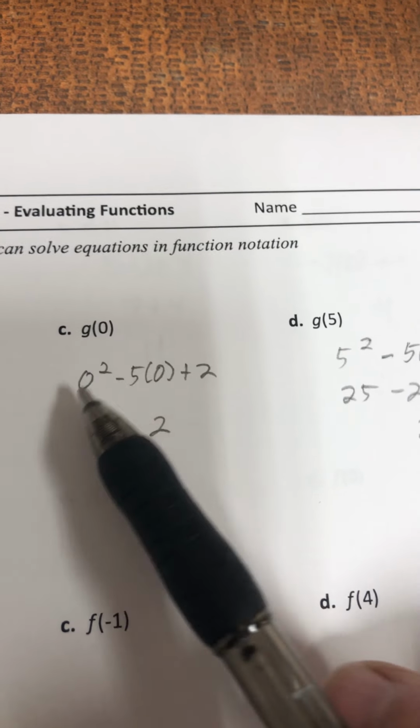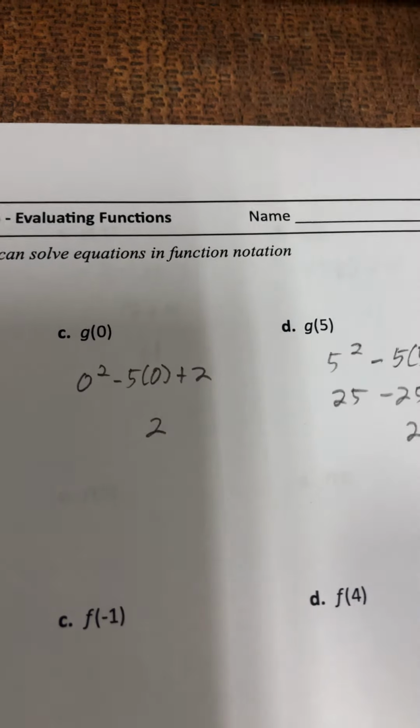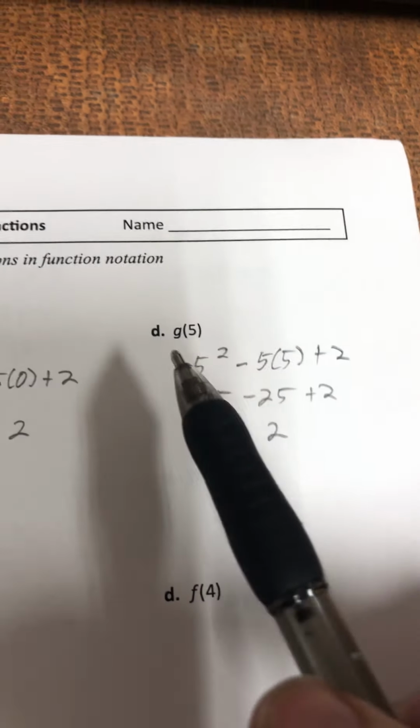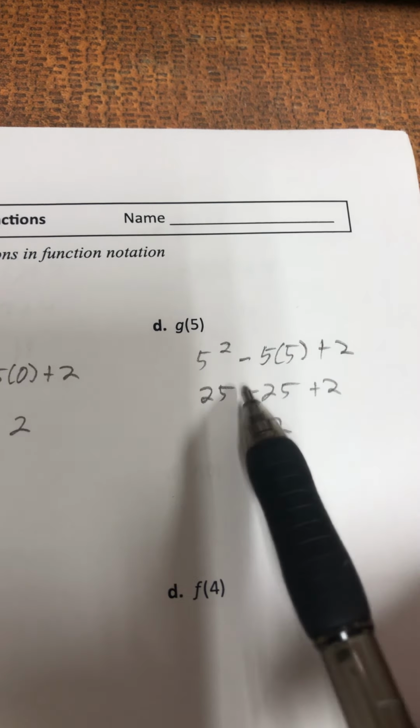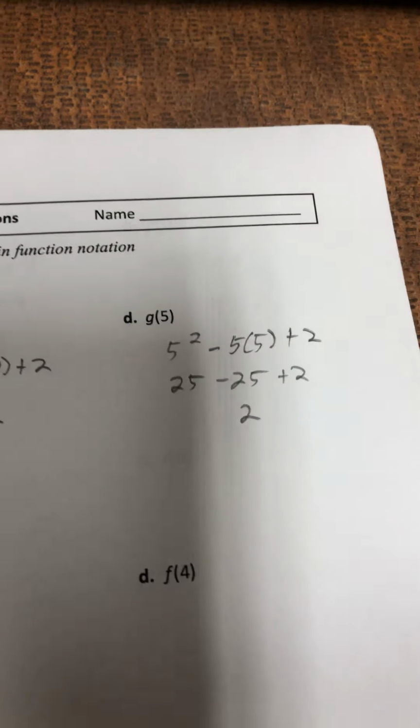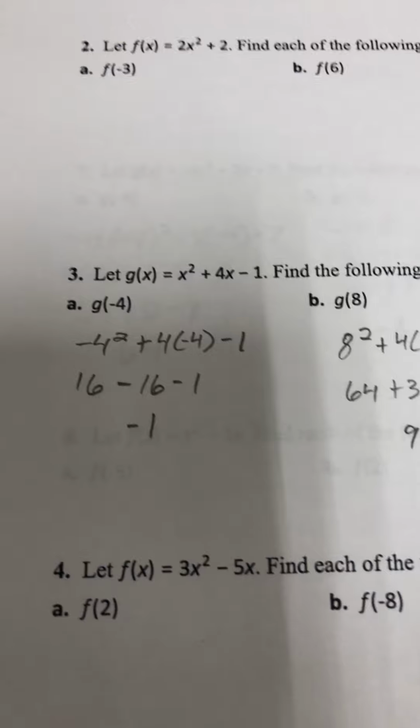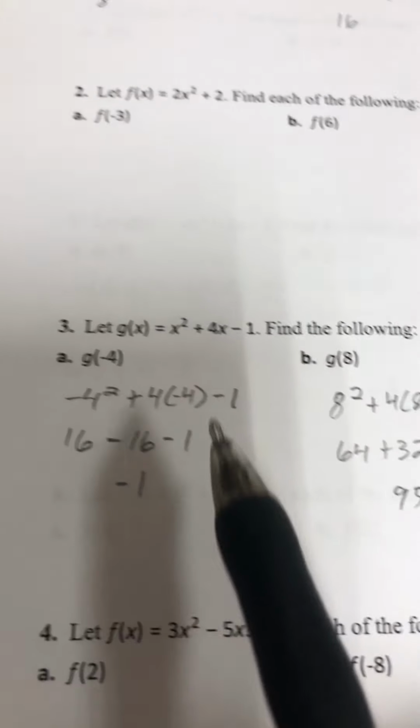C is very easy. Once you throw zeros in there, you're just ending up with 2. And when you throw 5s in, it ends up looking like this. It's just order of operations pretty much. Try number 2 on your own. Go ahead and make mistakes. That's how we learn.